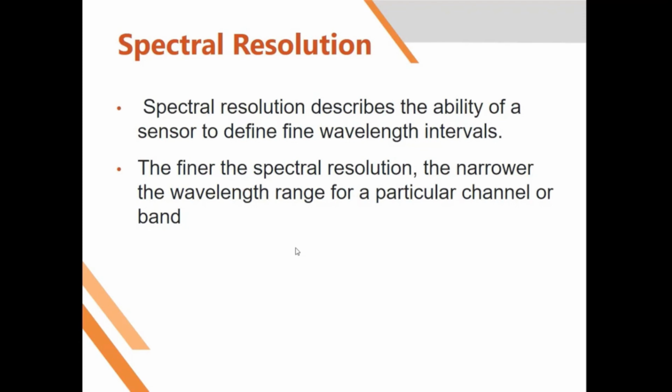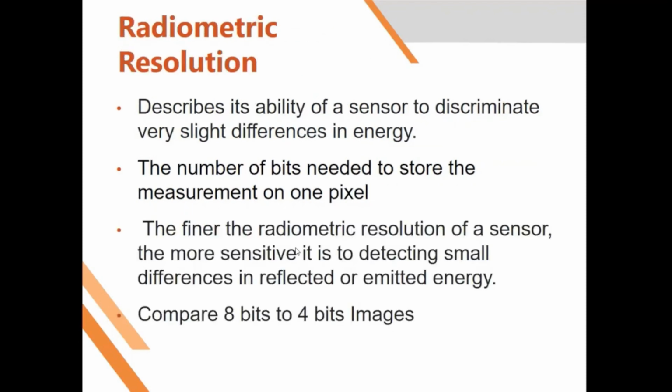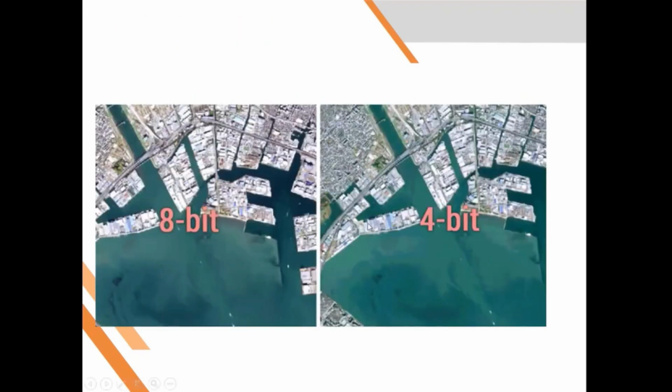On the other hand, if we have a satellite that has wide bands, then it has a very coarse spectral resolution. So we also have radiometric resolution. Radiometric resolution is just, from common sense, the number of bits used to store a given pixel. For example, we can have 8 bits and then 4 bits. So let me use this picture to demonstrate. This is a 4-bit image and this is an 8-bit image.